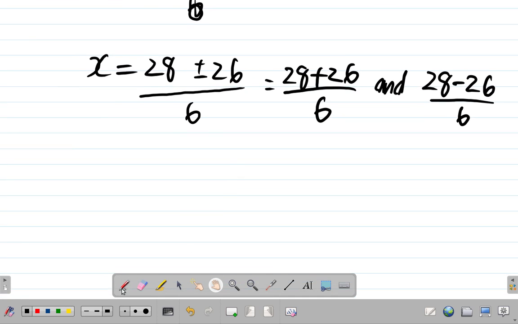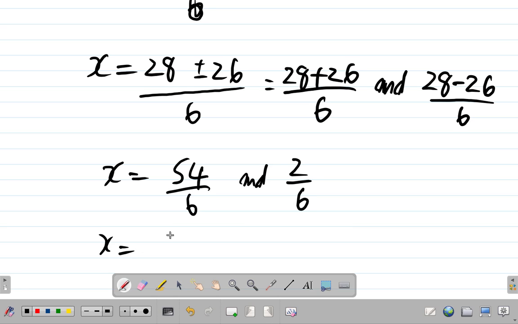So, here, x equals 28 plus 26, what is that? 8 and 6, that's 14. Bring down the 4, carry 1, 1, 2, 4, 1, 5, 54 divided by 6. And also, 28 minus 26 is 2. 2 divided by 6. So x is 54 over 6, 6 times 9 is 54, so 9, and also 2 divided by 6 is 1/3. So x is 9, and also 1/3. Right?